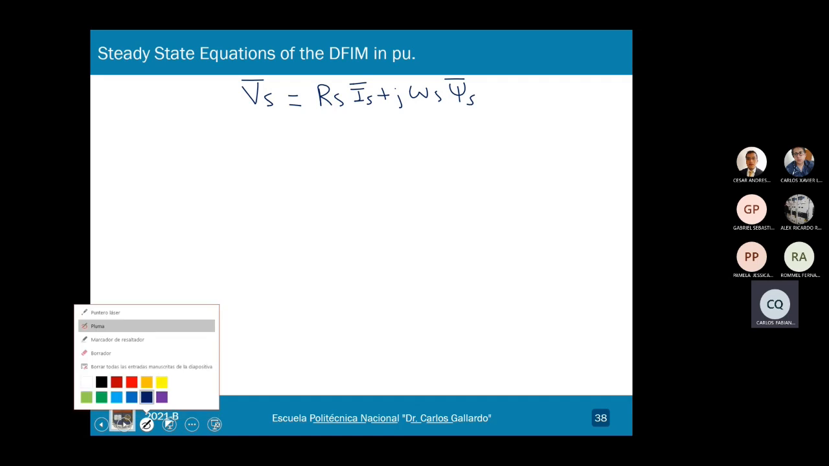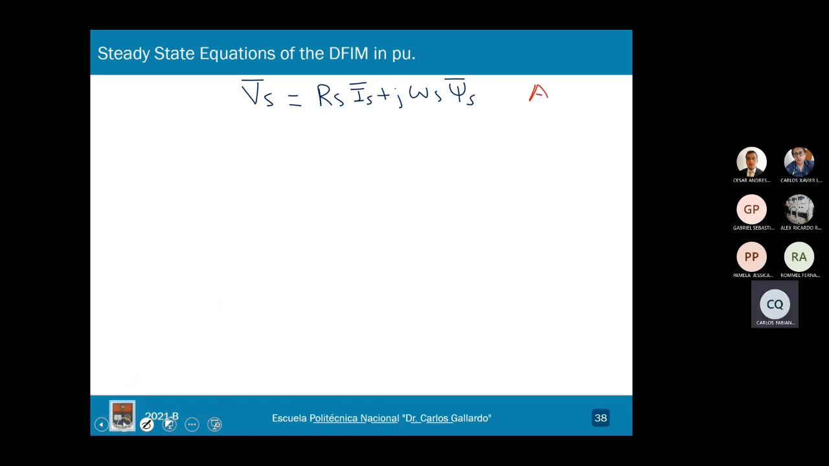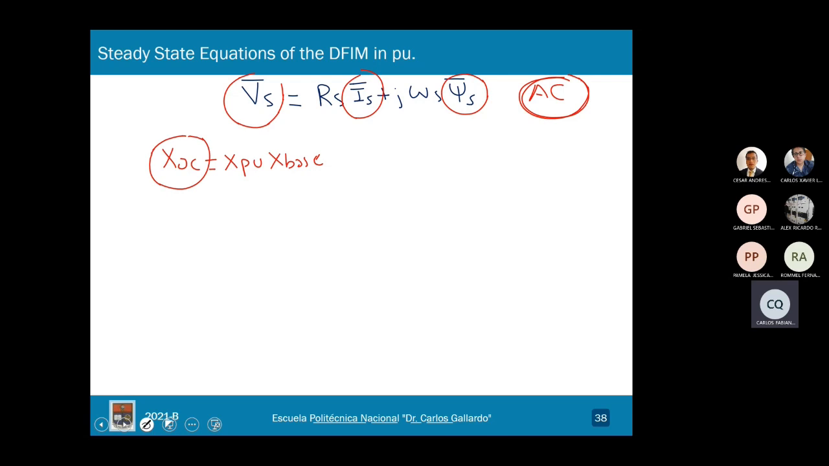But in this equation, all quantities are actual values. This is an actual value, this is an actual value, and this is an actual value. So I need to convert to per unit values. We can transfer the voltage, current, and flux to per unit using the definition: the actual value is equal to the per unit value times the base. That is the way to convert to per unit values. In this case, I have only actual values. Therefore, each quantity I will replace by the per unit value times the base.